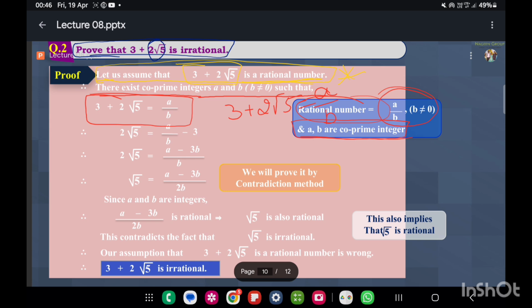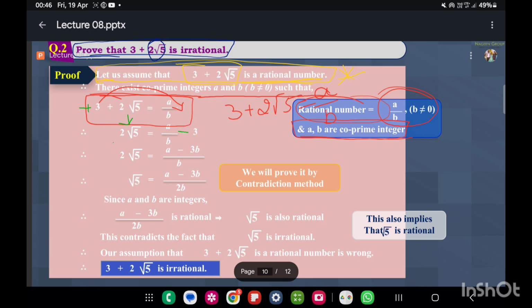Then shift the 3 to the right hand side. The remaining part is 2 root 5, so 2 root 5 is equal to a by b. When you shift any number from the left hand side to the right hand side, it changes its sign. Here it is plus, so on the other side you will get a minus. So 2 root 5 is equal to a by b minus 3.